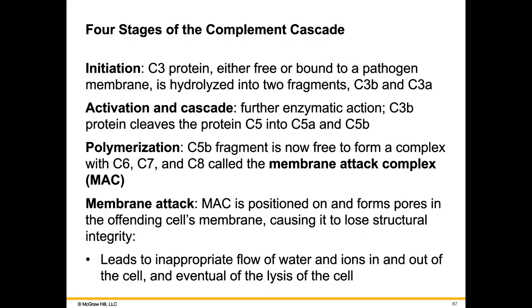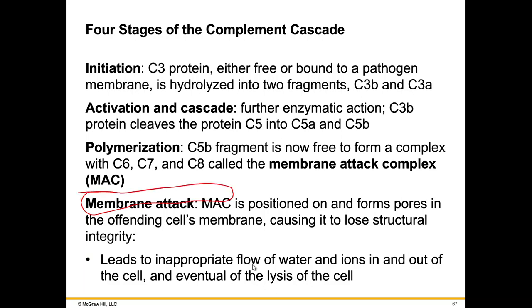Then that C3B protein will cleave another protein called C5 into C5A and C5B. The C5B fragment is now going to form a complex with C6, C7, and C8. Collectively, they are now called the membrane attack complex, or sometimes the MAC, and I like to call it the MAC attack because that sounds cute, I guess. But again, I don't expect you to know that domino effect, but know that the result of the complement cascade can lead to the membrane attack complex. That's the part I want you to know, the MAC attack.